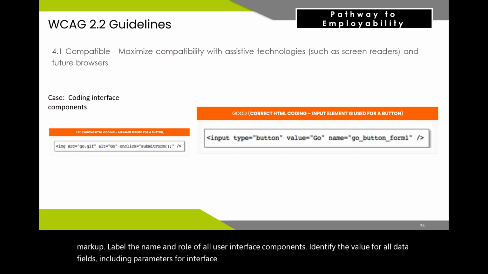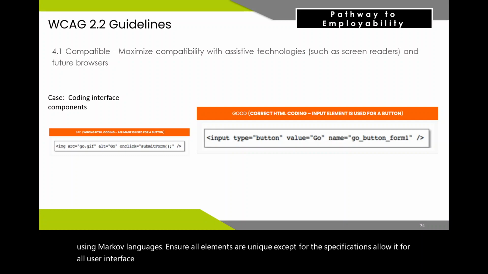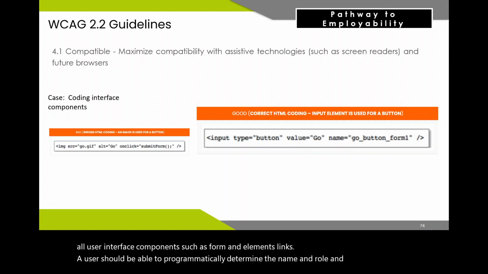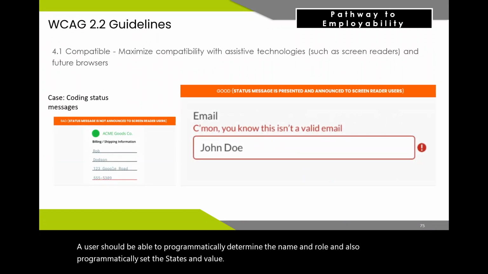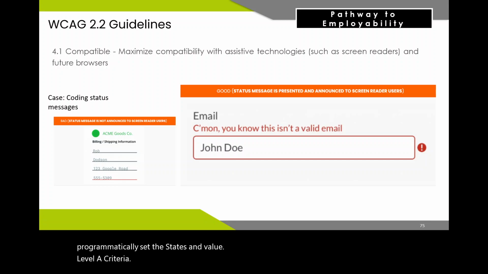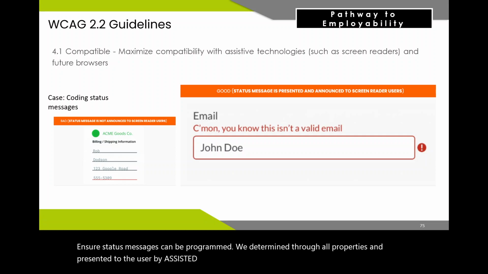Level A criteria. For content implemented using markup languages, ensure all elements are unique, except where the specifications allow it. For all user interface components such as form elements and links, a user should be able to programmatically determine the name and role, and also programmatically set the states and value. Level AA criteria. Ensure status messages can be programmatically determined through role or properties and presented to the user by assistive technologies without receiving focus.